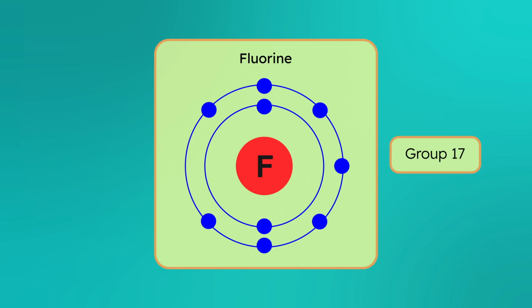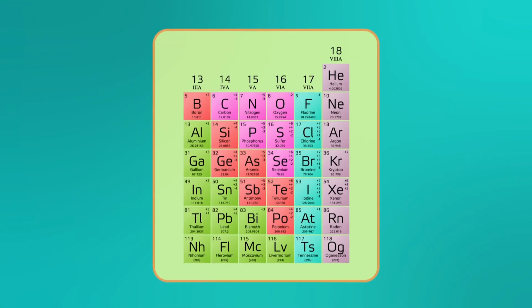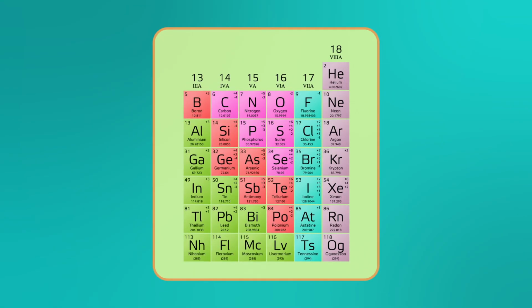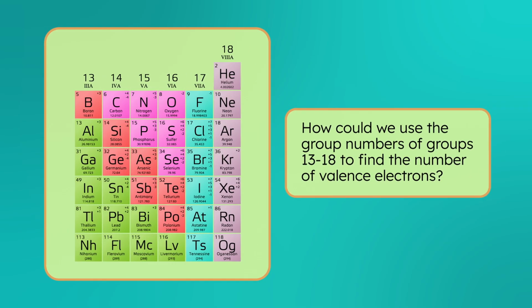7. But wait, this pattern looks different. How can we find valence electrons for other groups? Let's examine groups 13 to 18. What do you notice about their group numbers? How can we use them to find the number of valence electrons? Pause the video and jot down your answer.